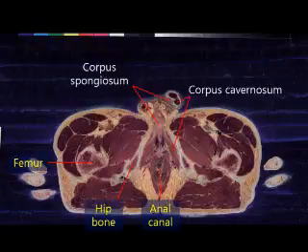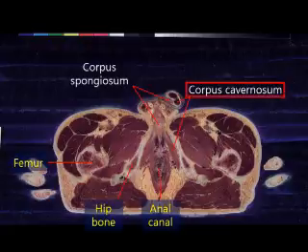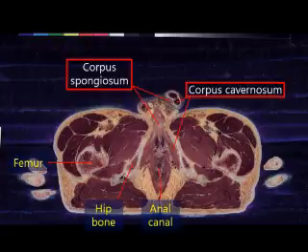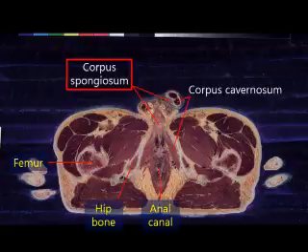Also, for males, the urethra passes through the penis. The penis divides into two corpora cavernosa and a single corpus spongiosum. Among them, the urethra passes through the corpus spongiosum. There is one urethra, so there is only one corpus spongiosum.